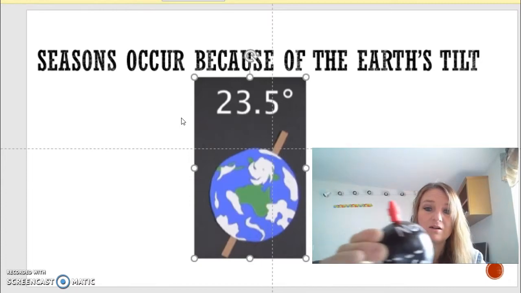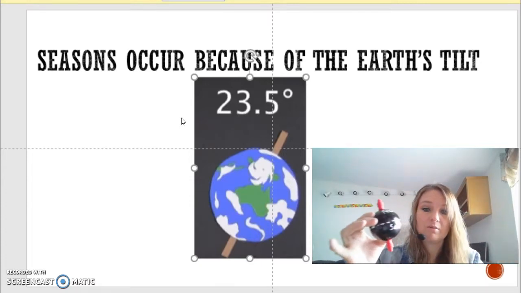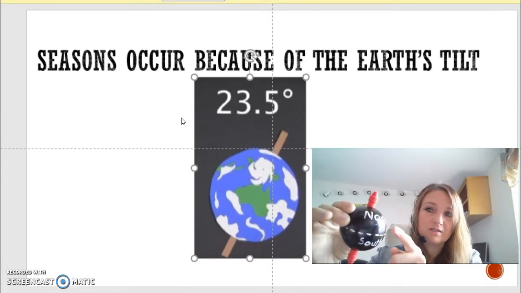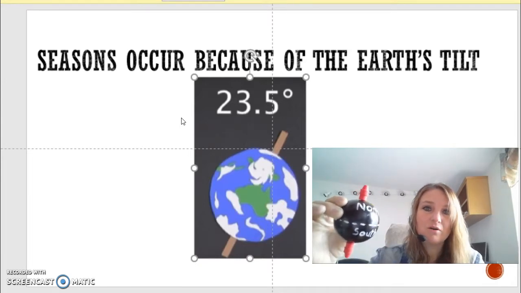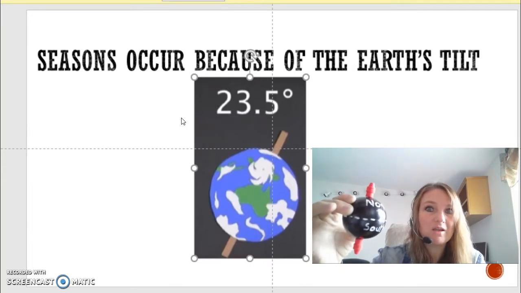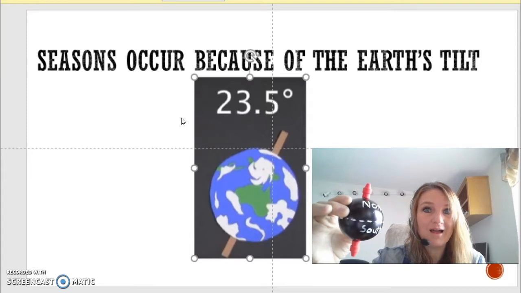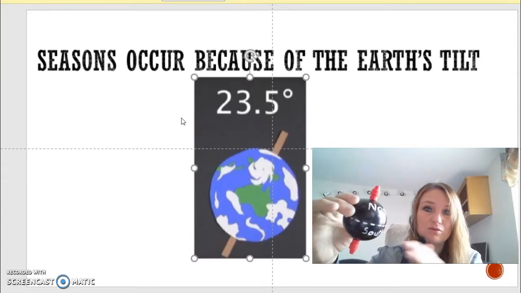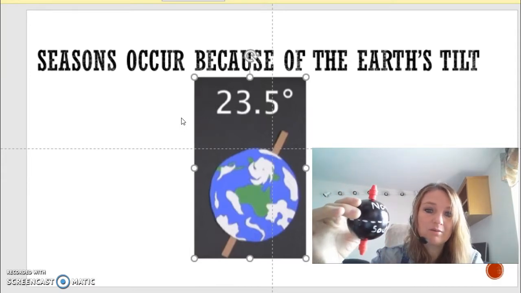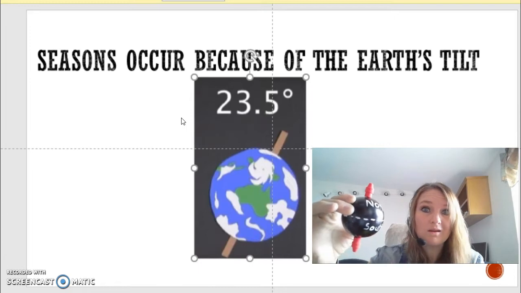But as the Earth moves around in its orbit and gets tilted towards the sun, look what happens. Most of the sun hits the northern hemisphere. And that's what's making the Earth so hot in July, because the Earth is tilted towards the sun and it's getting most of the sun rays. And so when it's warm in the northern hemisphere, it's cold in the southern hemisphere.